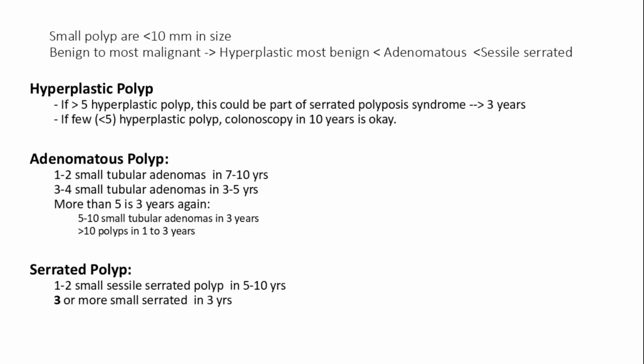In adenomatous polyps, tubular adenomas, 1 to 2 small adenomas, then repeat colonoscopy in 7 to 10 years. 3 to 4 small adenomas, then shorten the interval to 3 to 5 years. If there are 5 or more, repeat in 3 years. In serrated polyps, 1 to 2 small sessile serrated polyps, then surveillance in 5 to 10 years. If the patient has 3 or more serrated polyps, colonoscopy should be repeated in 3 years.